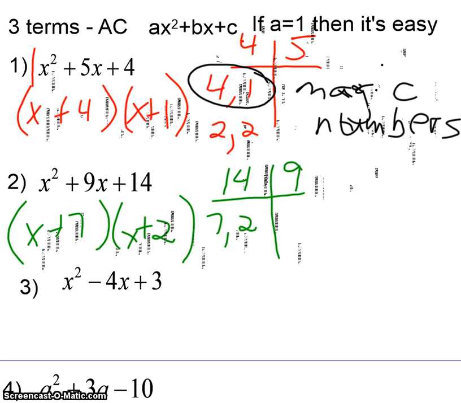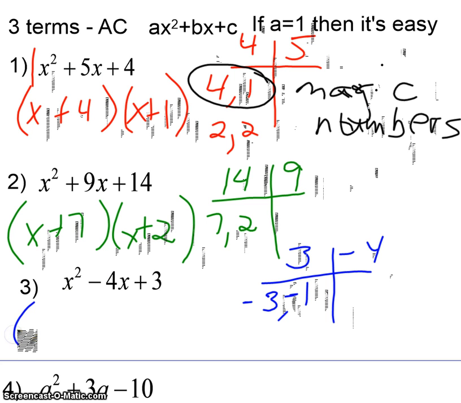All right. We're looking for factors of C whose sum is B. So 3 and 1 are the only two ways that you can factor 3. Now, I'm going to have to play with the signs here. I need them to add to a negative 4. So if they were both negative, they would add to negative 4, and they would multiply to positive 3. Negative 3 times negative 1 is positive 3. So first times first is x times x. Last times last is negative 3 and negative 1.